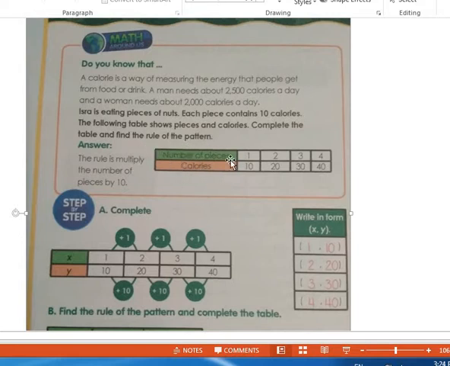I have here the number of pieces and here the number of calories. 1 piece, 2 pieces, 3 pieces, 4 pieces. For each 1 piece I have 10 calories. So 2 pieces, of course, 20, 3, 30, 4, 40. What should I do here? I multiply by 10 in each one. The rule is multiply the number of pieces by 10.